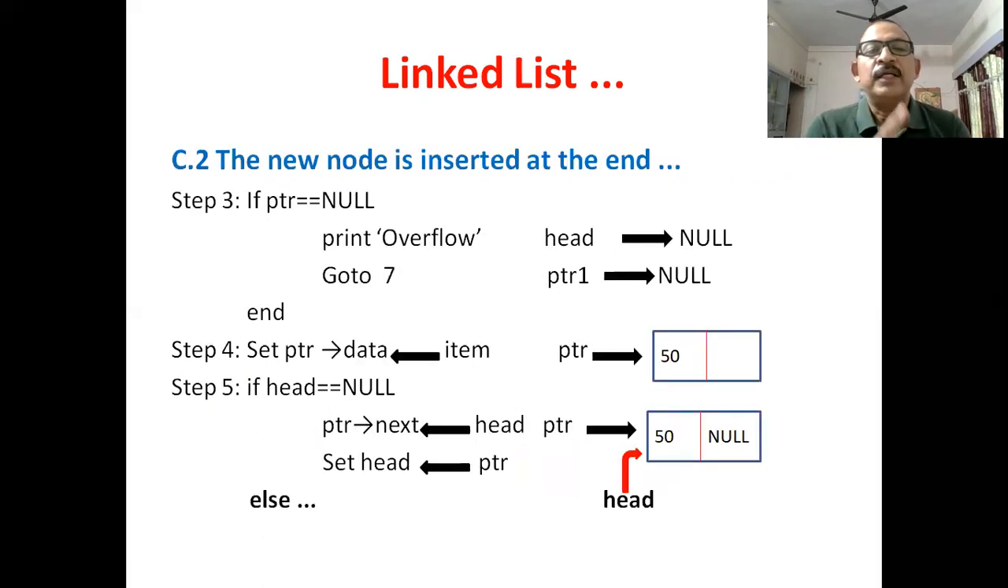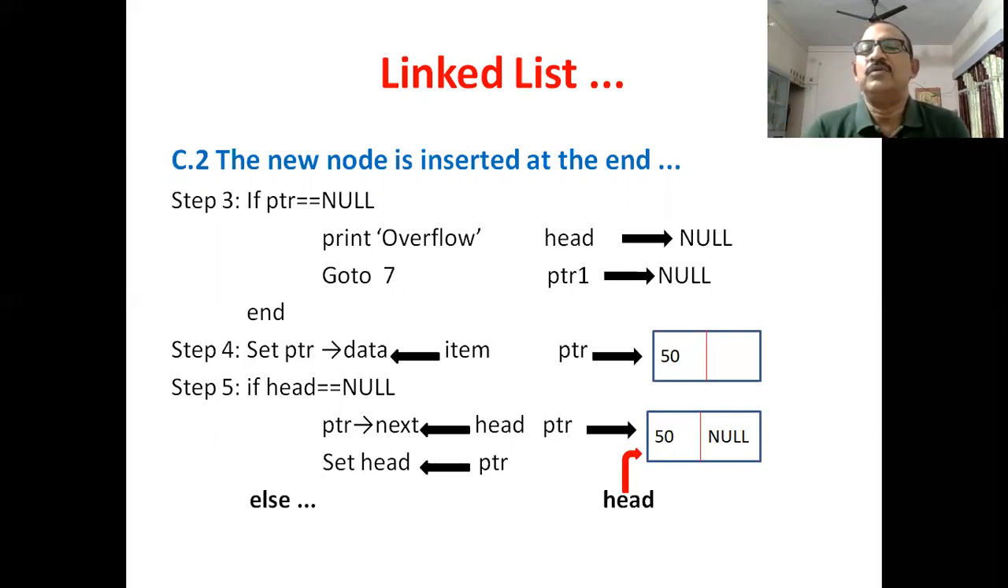Step 3. If PTR is equal to null, meaning there is no memory space in the computer, we simply write overflow and go to step 7. If this is not the case, we simply set PTR data is equal to item. Now the 50 goes to the first node.